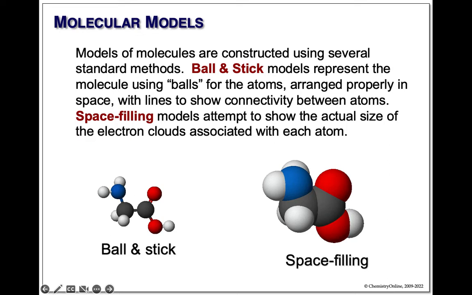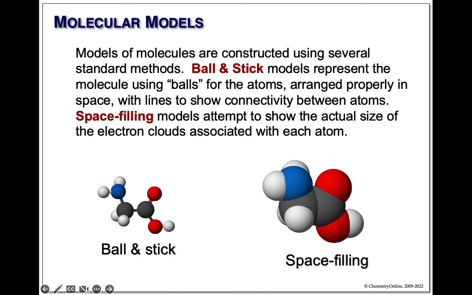This is called a space-filling model. A space-filling model tells you what the molecule actually looks like. We draw these little spheres at about 90% of the electron cloud, so it's a pretty good indication of what it looks like in real space. This and this are on exactly the same scale, so it's much bigger than you would expect it to be.